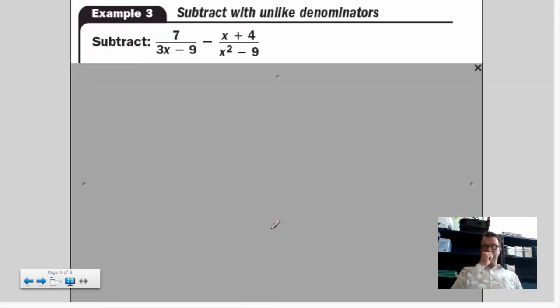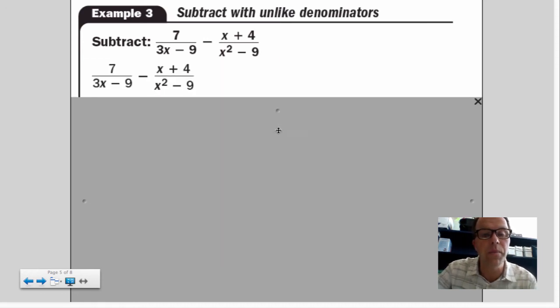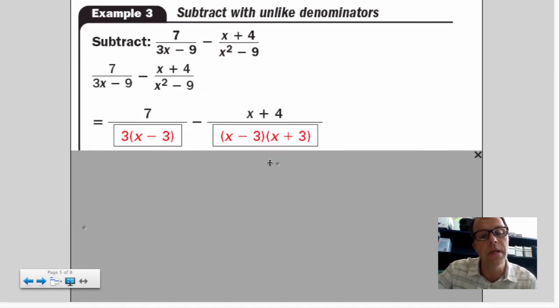So here we go. This is a subtracting, right? Subtracting with unlike denominators. So again, looking at the two denominators, I'm hoping you're seeing that there's some factoring that can be done. And that is going to be important to figure out your least common denominator. So your least common denominator here is 3, x minus 3, x plus 3.